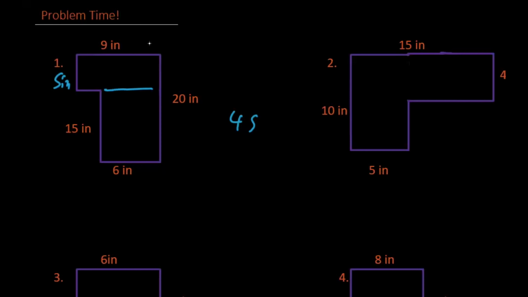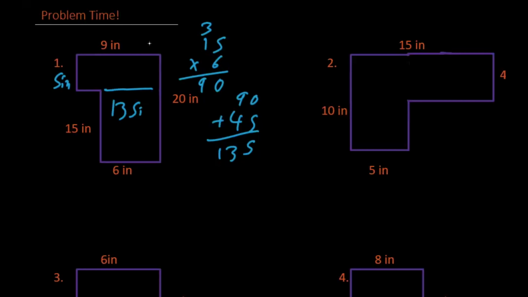And then now I have to figure out this area. So the equation is 15 times 6. So let's do this. So 5 times 6 is 30. 6 times 1 is 6 plus 3 is 9. So it would be 90 plus 45. So 0 plus 5 is 5. 9 plus 4 is 13. So the area of this whole shape is 135 inches squared. So now let's do the second one.